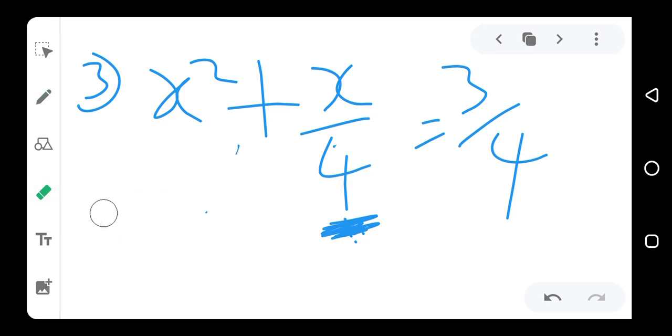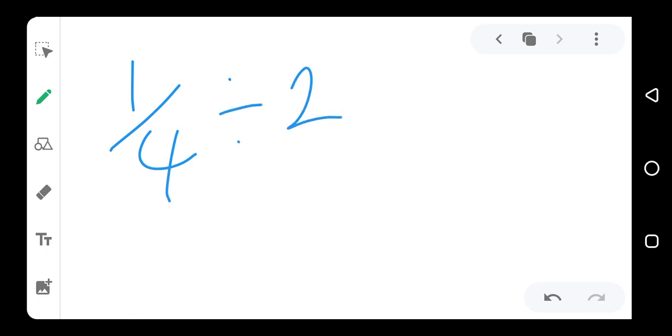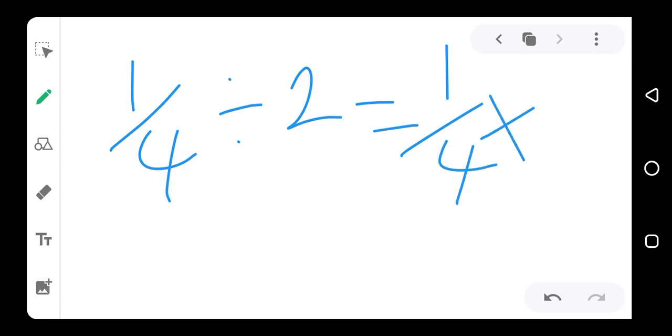Now we take the 1 over 4, divide it by 2 and square it. Now that means 1 over 4 divided by 2. Let me do it here on this side. 1 over 4 divided by 2 will give us 1 over 4 times by anything standing on its own is that value divided by 1.